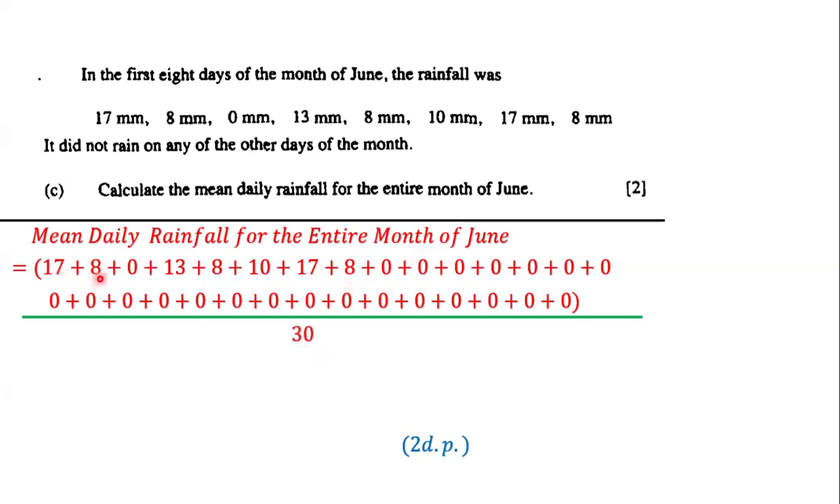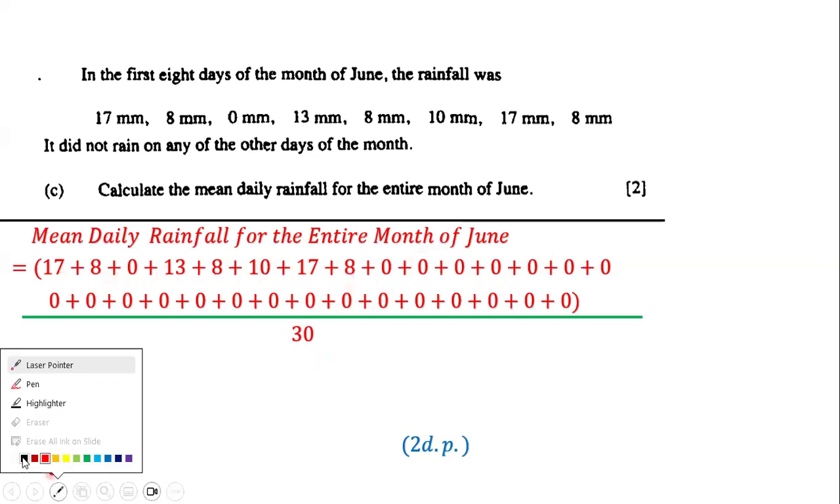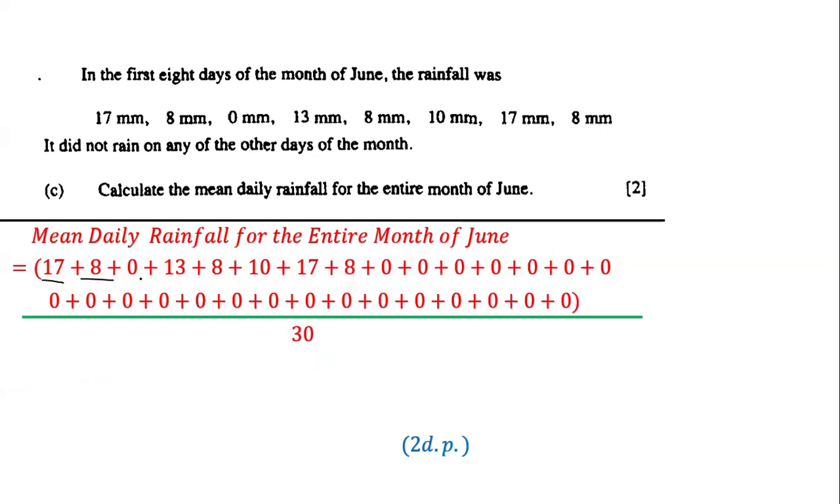And so we have 17, 8, 0, 13, 8, 10, 17, 8, and all these zeros. We add them together, and our result is 81. The reason why it's 81 is because when we add 17, 8, 0, 13, 8, 10, 17, and 8, we get 81. So it's 81 millimeters. And then we have to divide that by 30. Why 30? Because there are 30 days in the month of June.